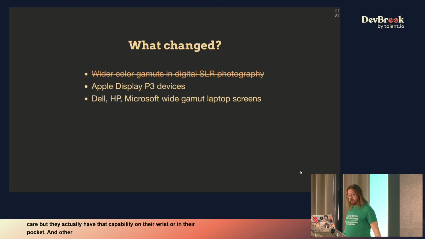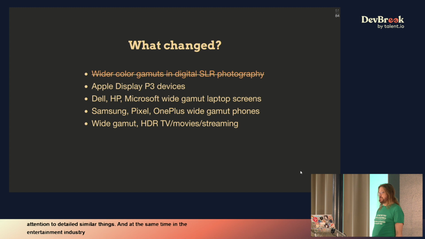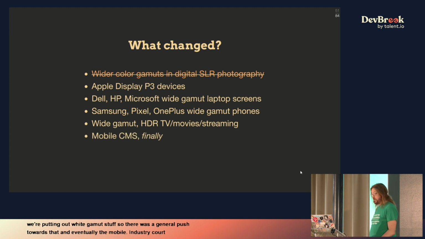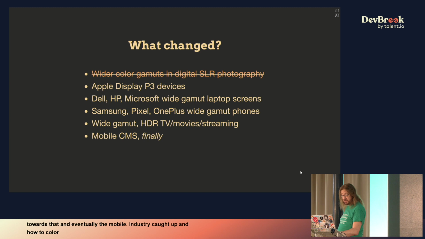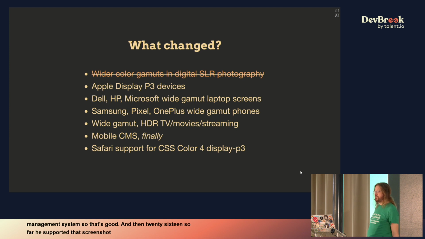And other manufacturers as well, with less promotion and less accuracy and attention to detail, did similar things. And at the same time, in the entertainment industry, your likes of Netflix and whatever were putting out wide gamut stuff. So there was a general push towards that. And eventually the mobile industry caught up and had a color management system. So that's good. And then in 2016, Safari supported that, the screenshot that I showed you.